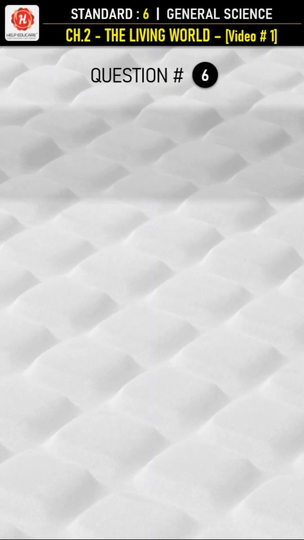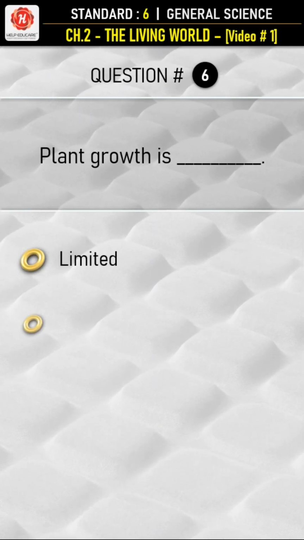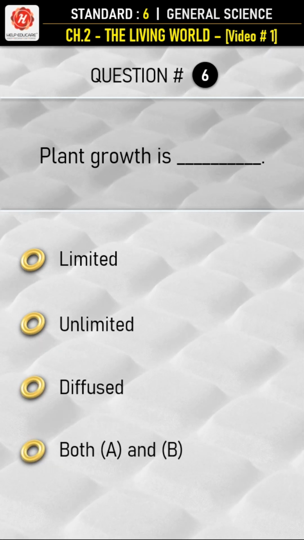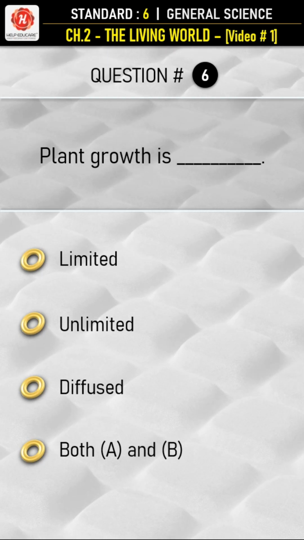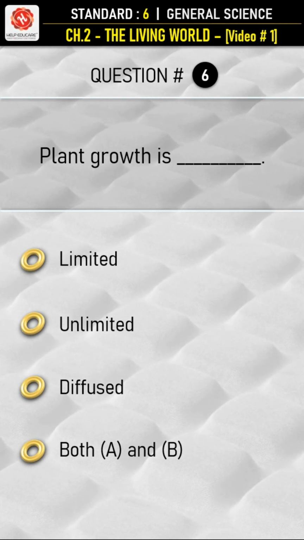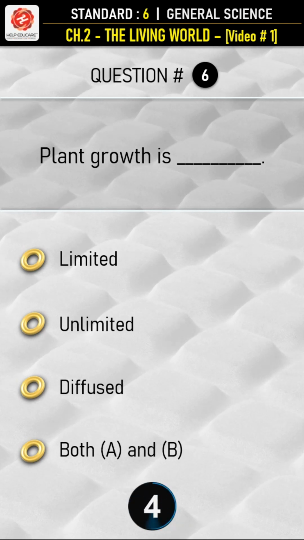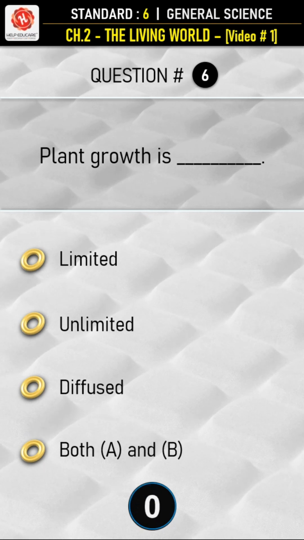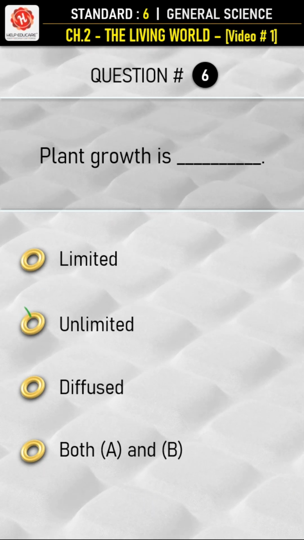Question number 6. Plant growth is dash. Complete this line with suitable option given below. First option, limited. Second option, unlimited. Third option, diffused. Fourth option, both A and B. Answer will be shown after 5 seconds. Your time starts now. Correct answer is unlimited.